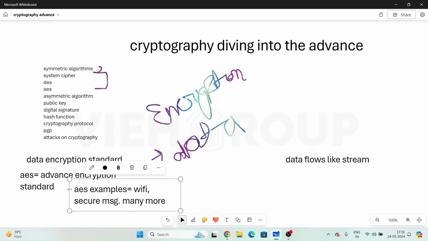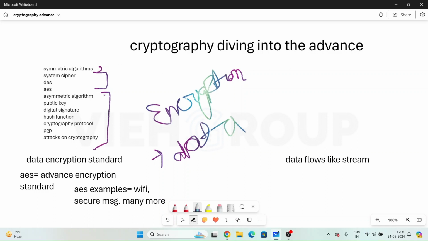Now move to section 2. Our section 2 is this one. I like this multicolor pen. Asymmetric algorithm, public key, digital signature. This one is our second section, so you can understand. Okay, asymmetric algorithm.